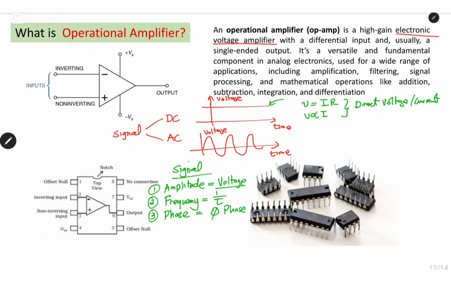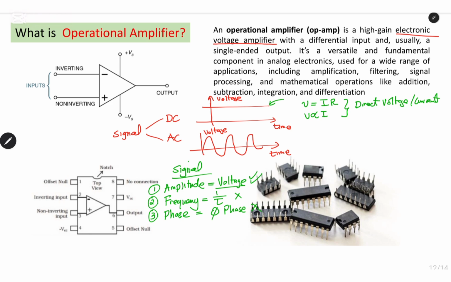If you understand this, the operational amplifier has to do with amplification of one component of a signal, that is the voltage. That means not the frequency, not the phase. So to understand the voltage amplifier in terms of the main definition of the operational amplifier, you have to first understand the signal components. That means amplitude, frequency, and phase.